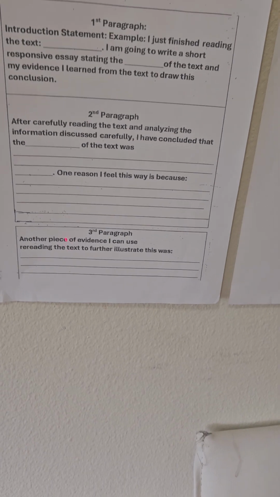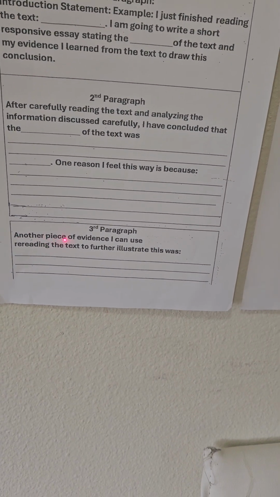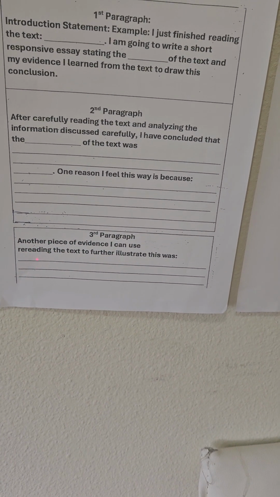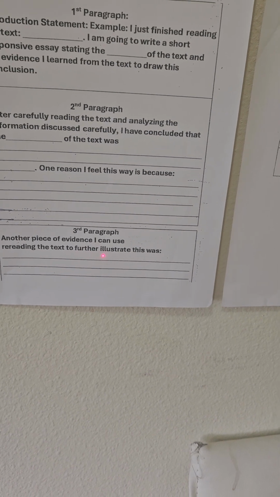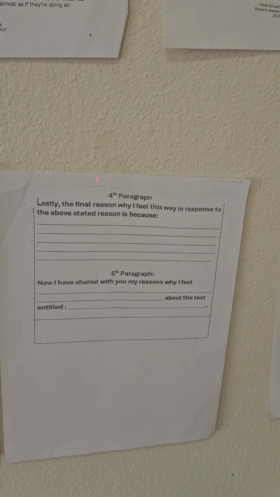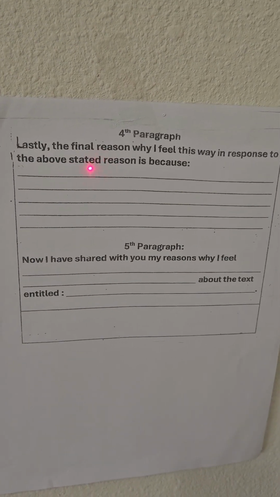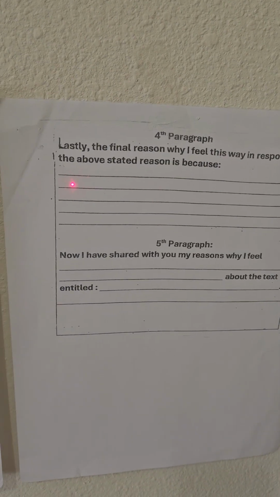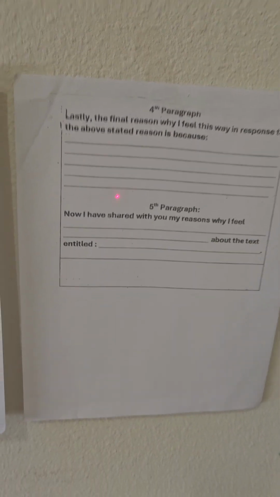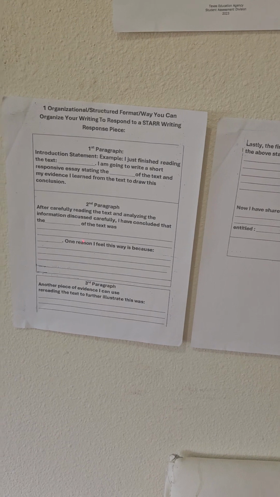Then it says, one reason I feel this way is because, and notice here as you go down, look at these keywords. Another piece of evidence I use from the text, I can't really see it, it's fully illustrated. Then the next paragraph is, I can't really see it, I'm sorry. Lastly, the final reason why I respond to the text this way is because, I can't read it, and so on. But look at those keywords: I've carefully concluded.